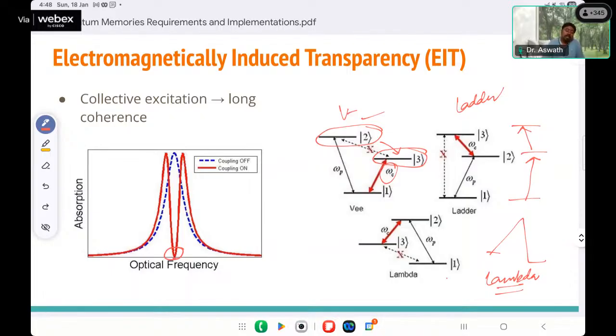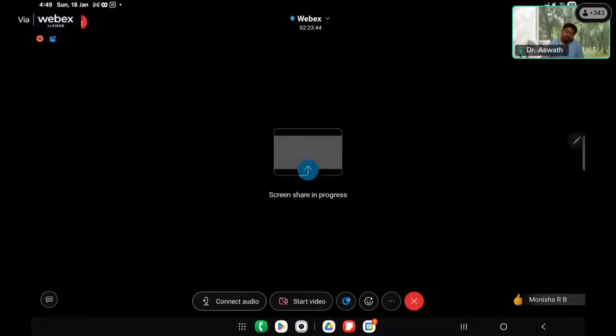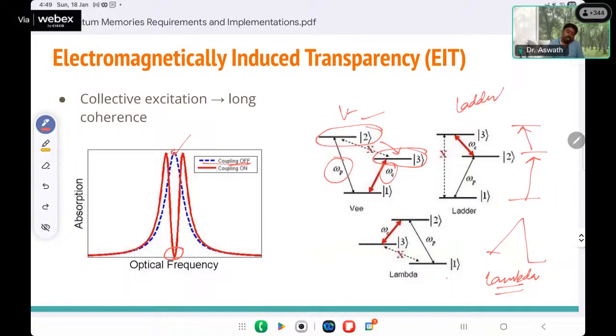This is how the trapping, or electromagnetically induced transparency, works: omega P is transparent for this kind of atoms. Whenever coupling is not there, I'll see a blue color. Whenever coupling is there, I see the probe field is not at all observed. That is called transparency.